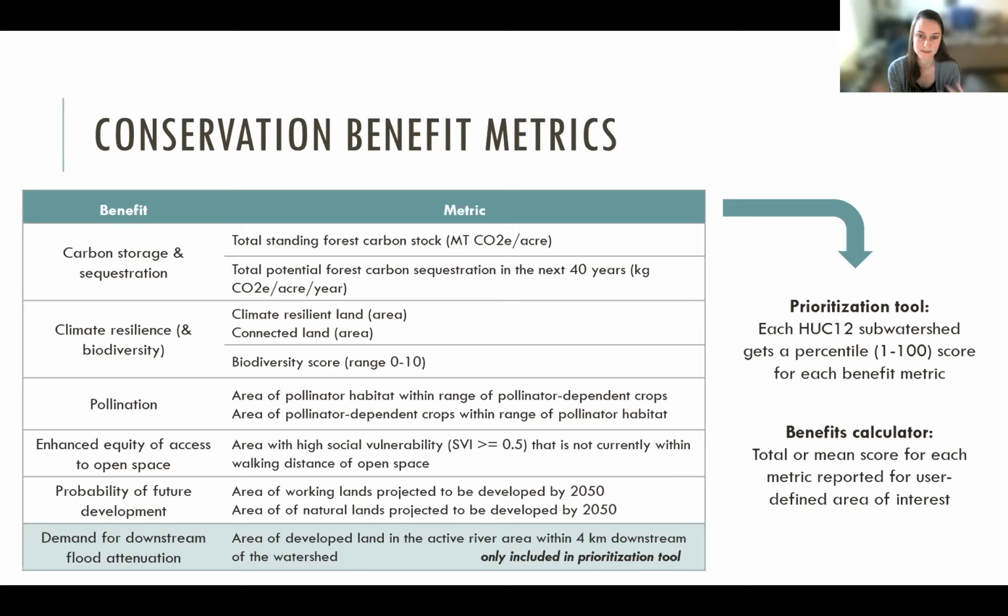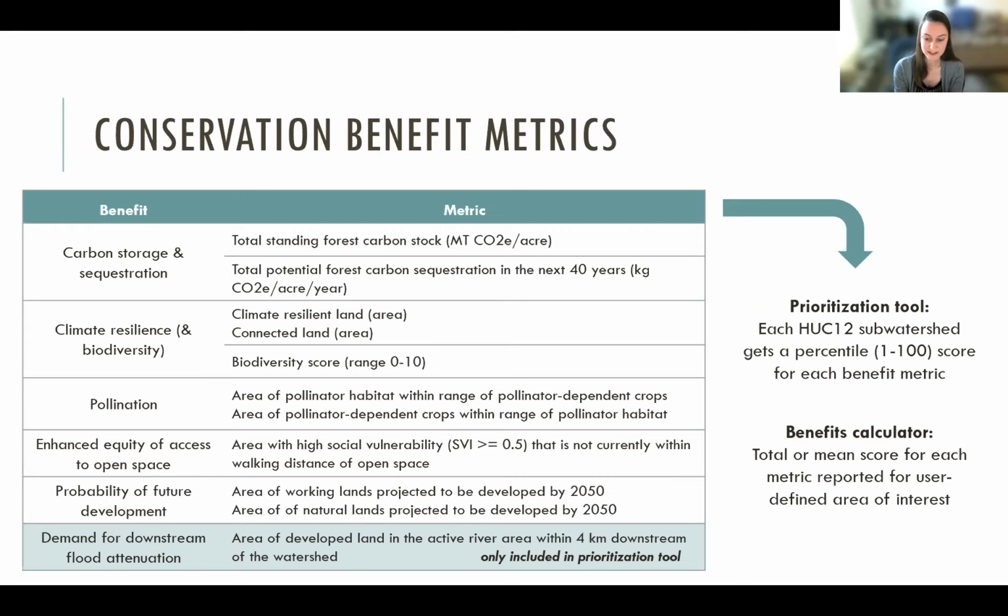And so we wanted to be comparing apples to apples and have the same range of values for each of those metrics. For that reason, we take each metric and give each of the watersheds a score from 1 to 100 for that metric. So it's a relative range: the watershed that has, for example, the greatest forest carbon stock would get 100 for that particular metric. The watershed with the lowest forest carbon stock would get a 1, and everything else would be in between. That just allows us to add them together and do that prioritization in a more consistent way.